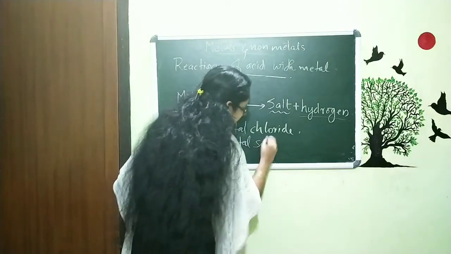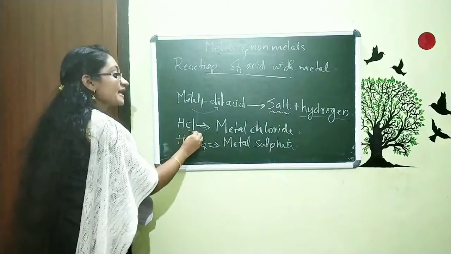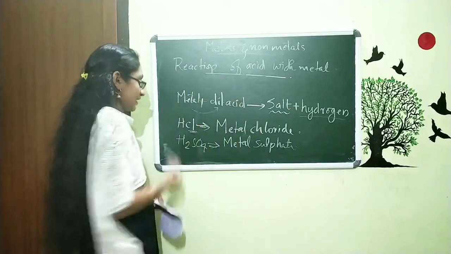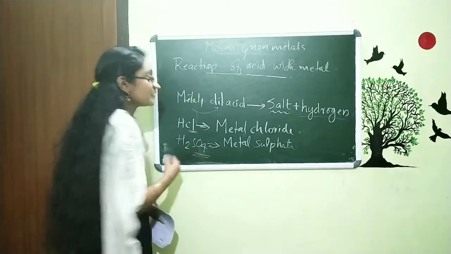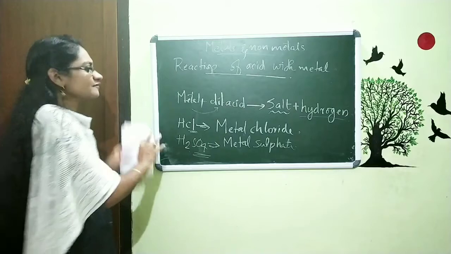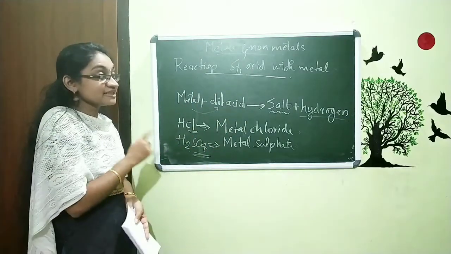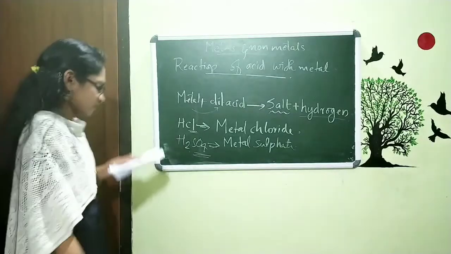That is, for hydrochloric acid, the salt formed is metal chloride, and for sulfuric acid, the salt formed is metal sulfate. And for now you just want to study this as a general thing, and you will study this in detail in your next classes, that means in your 10th standard and all.